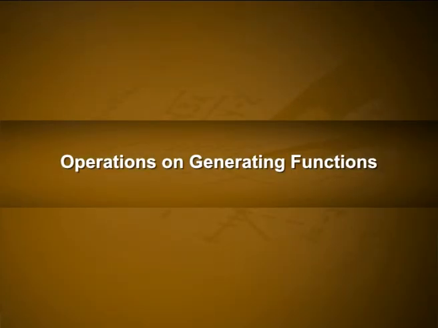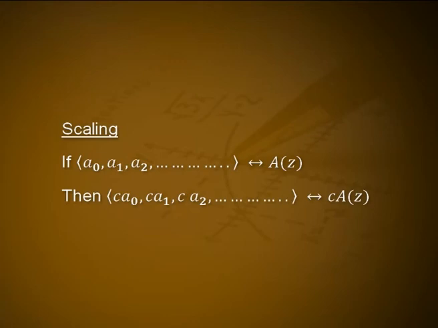Operations on generating functions. Scaling. If for the sequence A0, A1, A2, etc., the generating function is A of z, then for the sequence C into A0, C into A1, etc., the generating function is C into A of z.